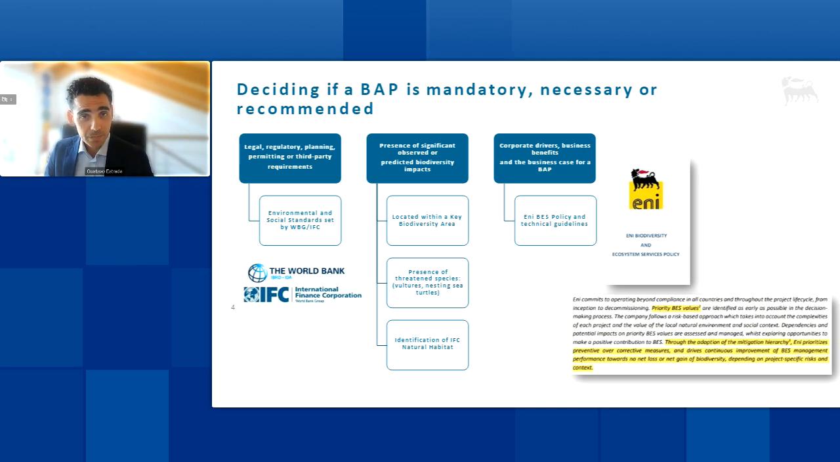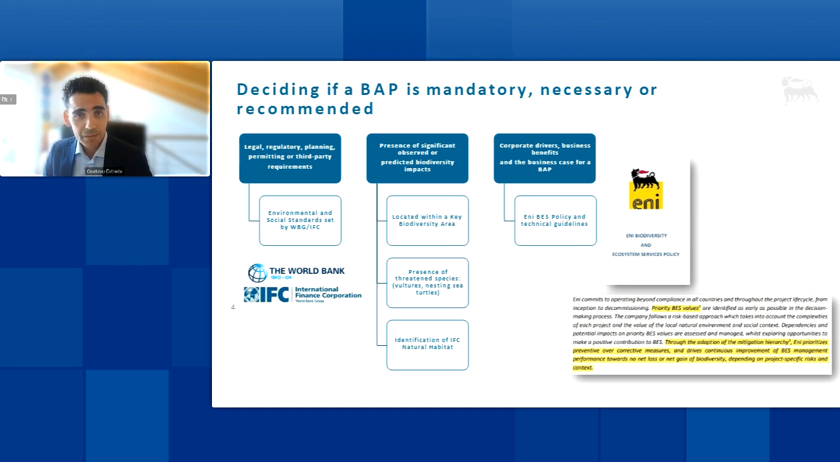Driver number two, presence of significant observed or predicted biodiversity impacts. Well, we have in this project the recognition of the presence of threatened species, the location within a key biodiversity area, and the presence of a natural habitat.